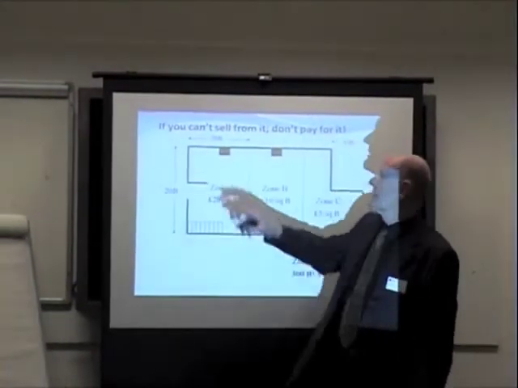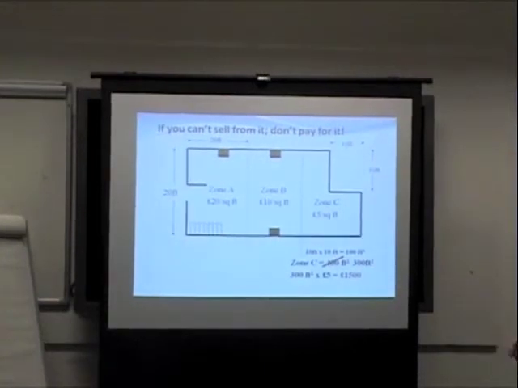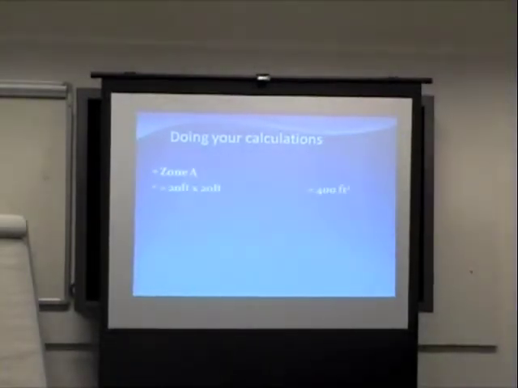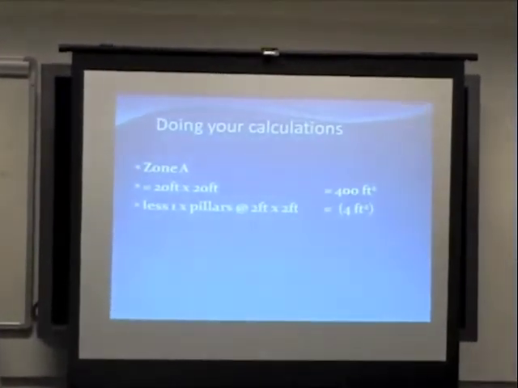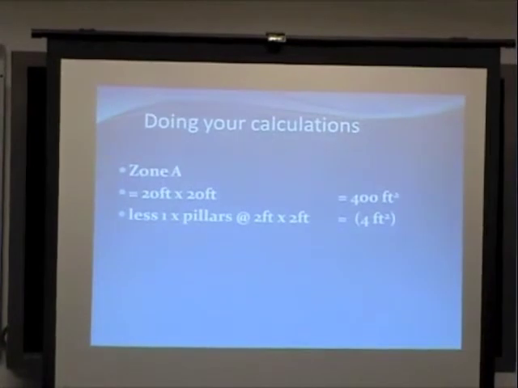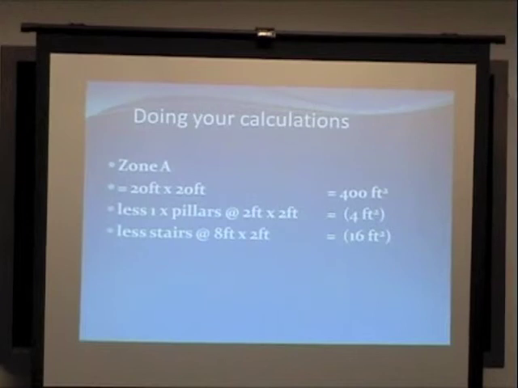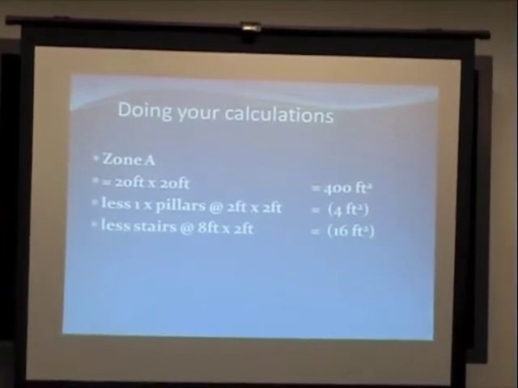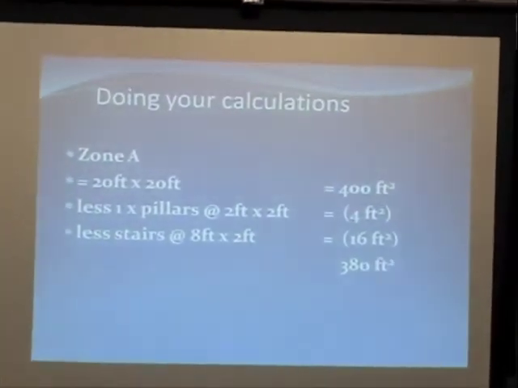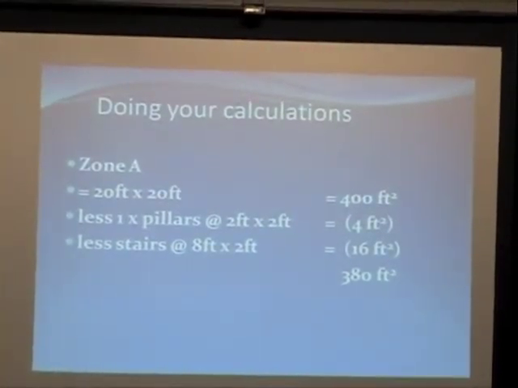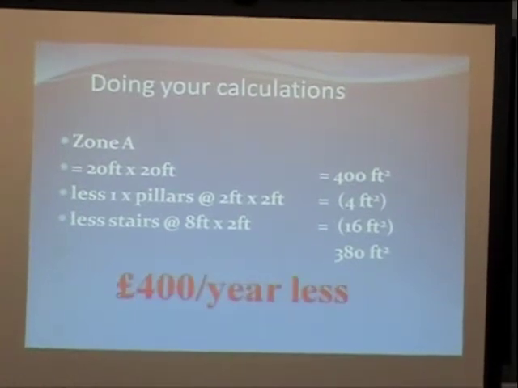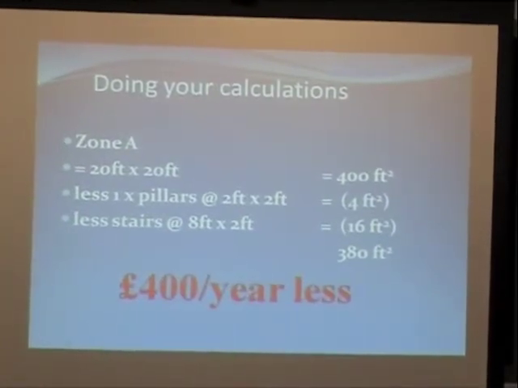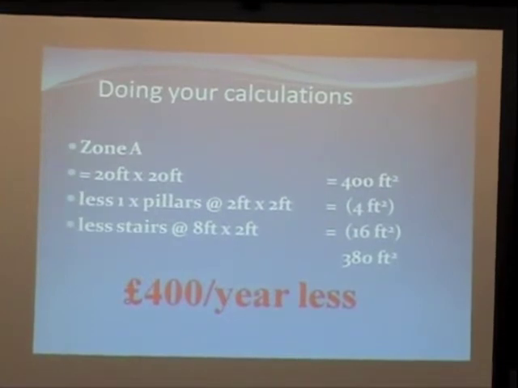you do 20 by 20, equals 400 feet, and you take out the pillar. You had one pillar in zone A, and you had another 2 in zone B. That's 2 foot by 2 foot, so there's 4 foot gone. And you take out the stairs, 8 foot by 2 foot, they're gone. That brings it down to 380 square feet. If that was being rented at £20 a square foot, that would save you £400 a year in rent, because you cannot sell from the stairs or the pillars.